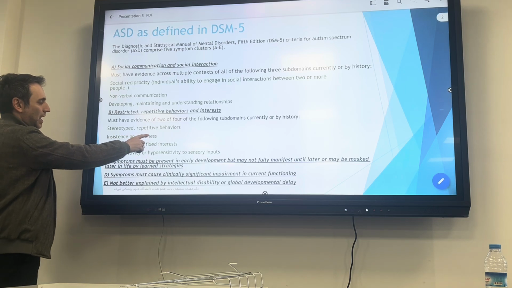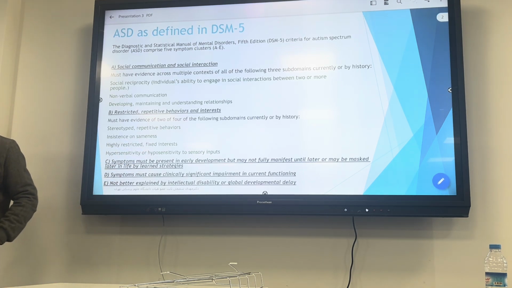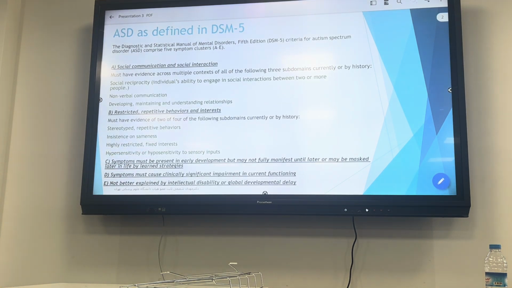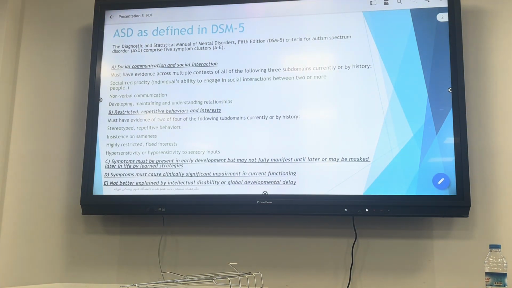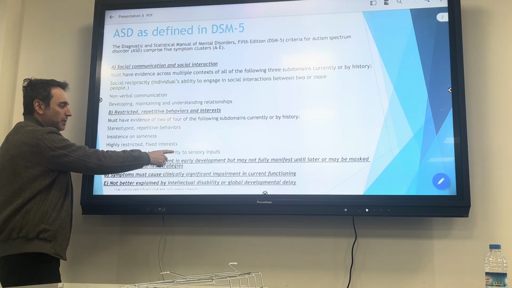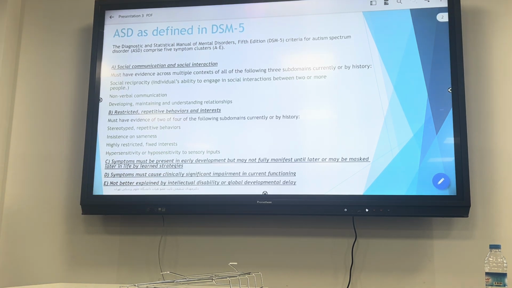So, insistence on sameness, you can see by your observation in the office. But highly restricted, fixed interest is based on the history. You ask the parents and you understand what his hobby is, for example. They say that all the time his hobby is something very restricted, all the time busy with painting, with drawing, something like that. And hyper- or hyposensitivity to sensory inputs. The meaning of this, as a translation of the sentence, is that he pays attention to something and does not pay attention to the other things. Be locked to some stimuli.